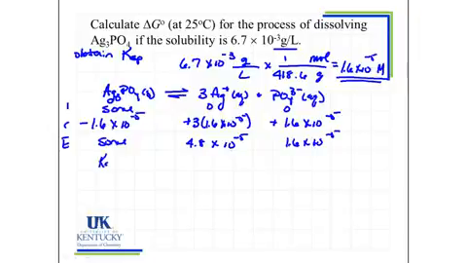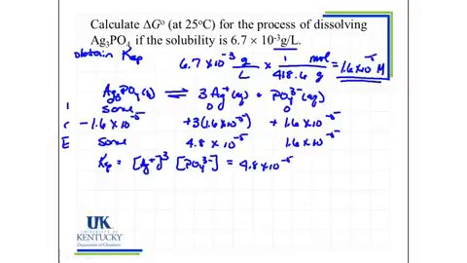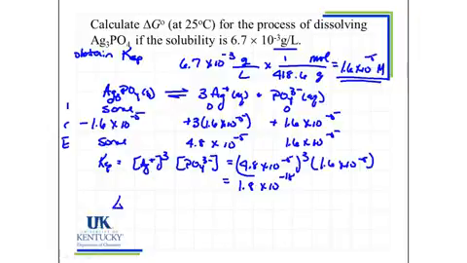Now the KSP we know is equal to the silver concentration cubed times the phosphate concentration, so we can just plug those E numbers into this equation. 4.8 times 10 to the minus 5 will need to be cubed, times 1.6 times 10 to the minus 5. When I multiply those values out, I will obtain a value of 1.8 times 10 to the minus 18. So that's the KSP.